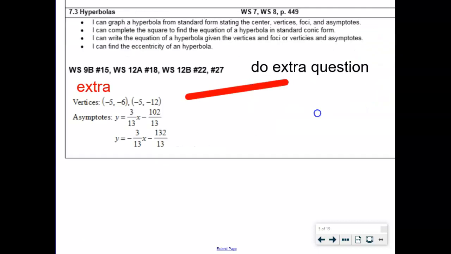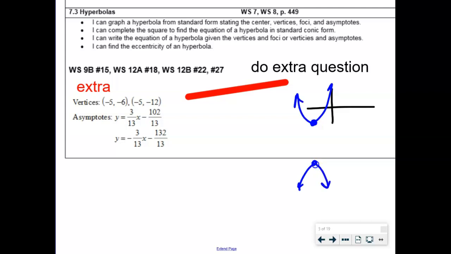All right, hyperbolas. This is an extra question. I believe it's on your review, and it's very much like the question on your test, where again I don't even know what kind of hyperbola I have, so I'm going to sketch it. Apparently I'm going to sketch it very poorly. So -5, -6, I'm going to pretend is right here. That's a vertex. And then -5, -12 is right here. I don't know why mine are so large, but here you go.